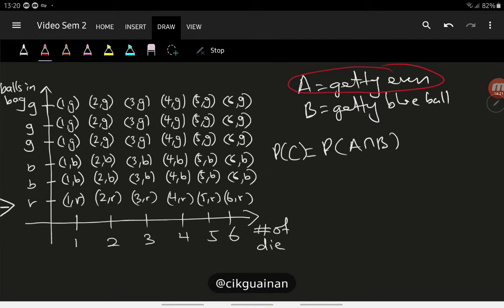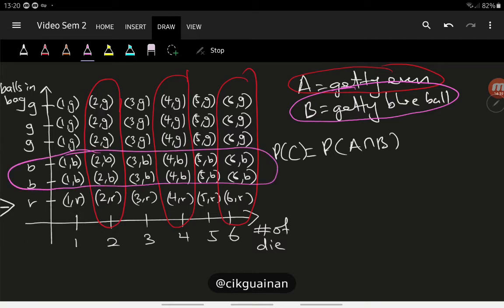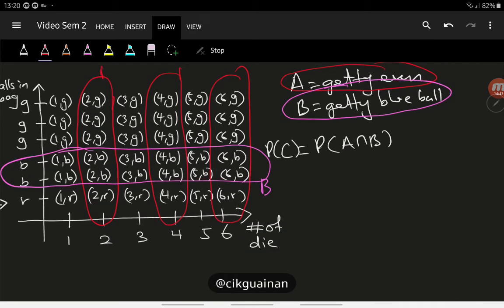So which ones are the even ones? These are even, these are even. Okay, and we use purple, same color or different. I use purple for blue balls. Which ones are blue balls? Blue balls are over here. So these are all the B's, and these 3 are all the A's.